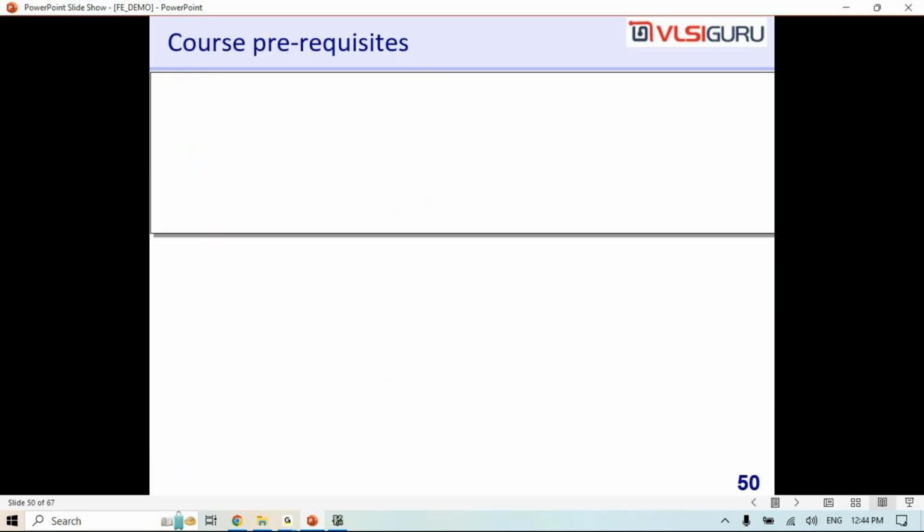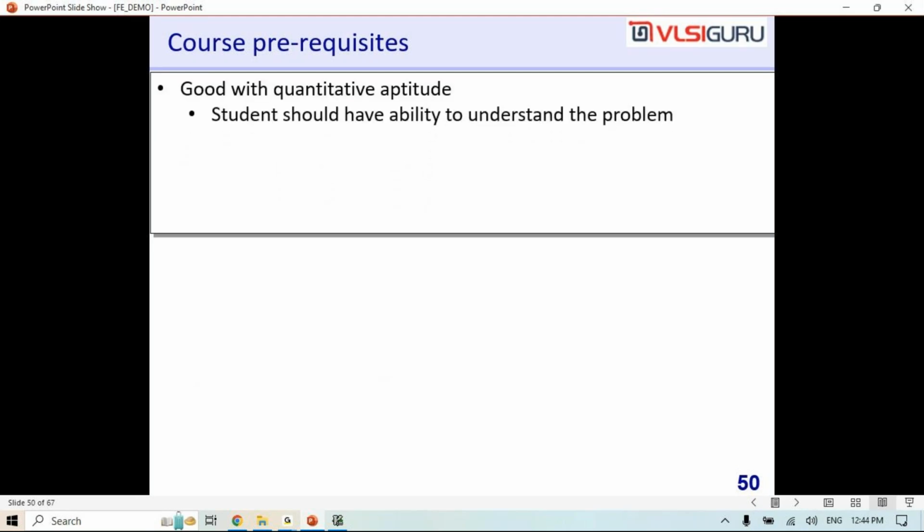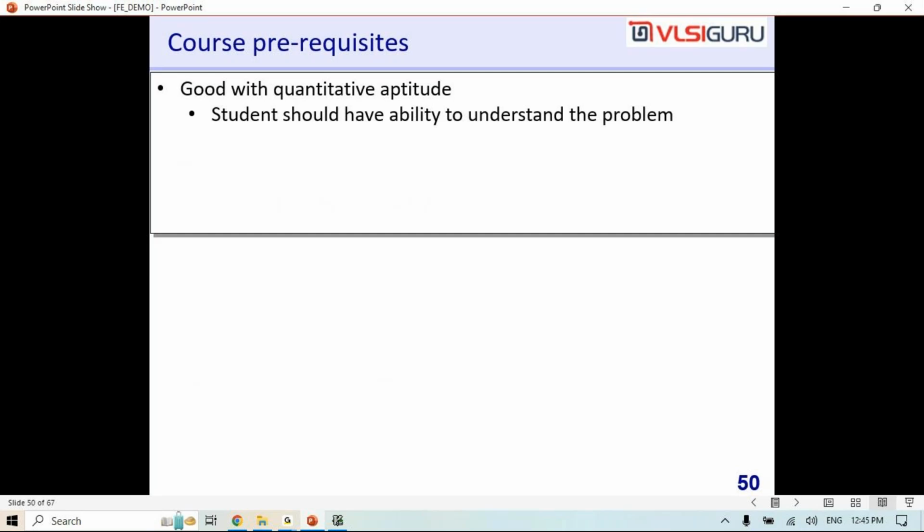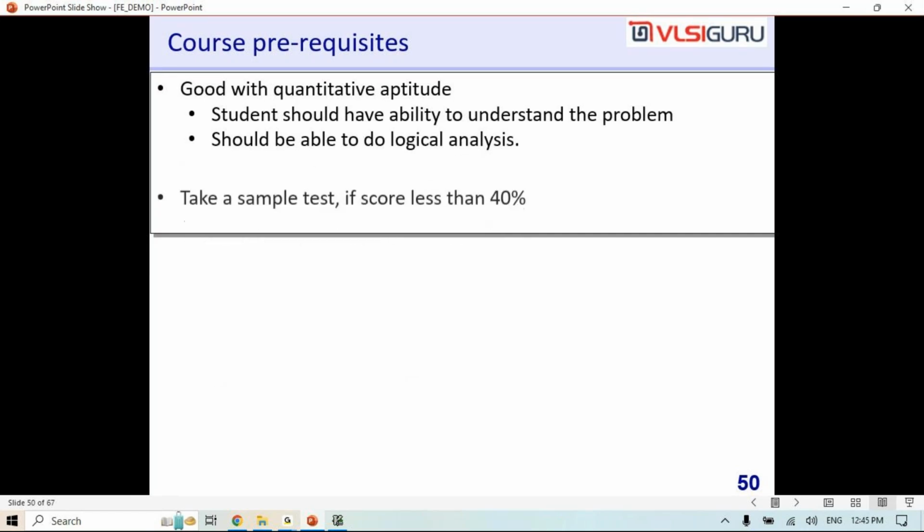Okay. So what are the course prerequisites? You should be good with quantitative aptitude and basic logical reasoning, right? Your IQ level should be at a minimum. If it is too poor, you cannot do anything. You should be practicing some amount of that. Students should have the ability to understand the problem, because what will logical reasoning give you? The ability to understand the problem, to come up with a simple logical solution, and to do logical analysis.